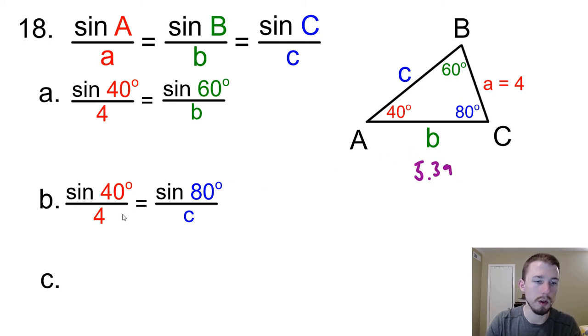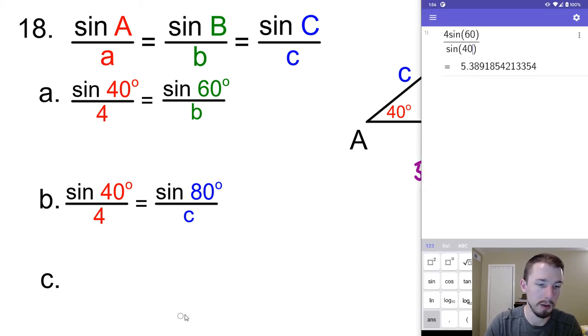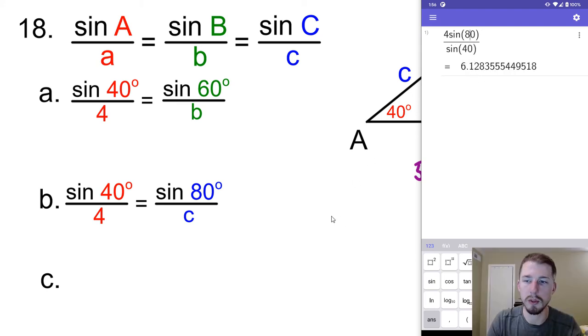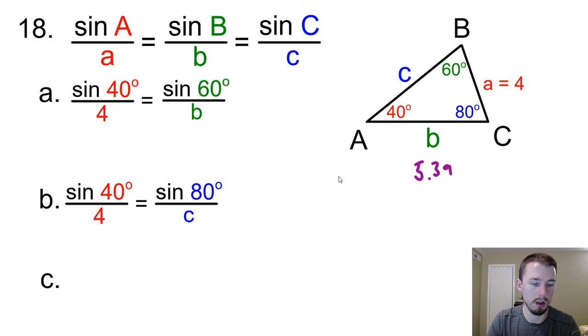All right, next one we're going to do is to solve for C. So I already have my original one here of sine of 40 goes to 4, just as sine of 80 goes to C. So again, all I have to do is cross multiply and put this one in the calculator. So let me pull that up here. It's pretty much going to be the exact same thing we just did, except it's going to be 4 times the sine of 80 over the sine of 40, which is going to be 6.13.